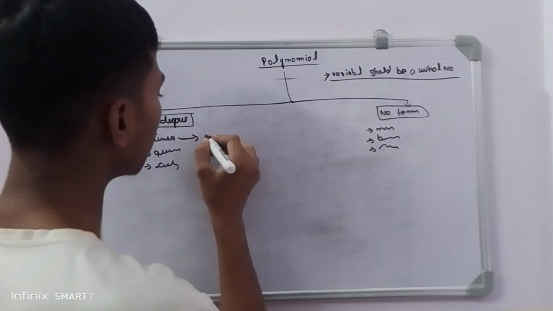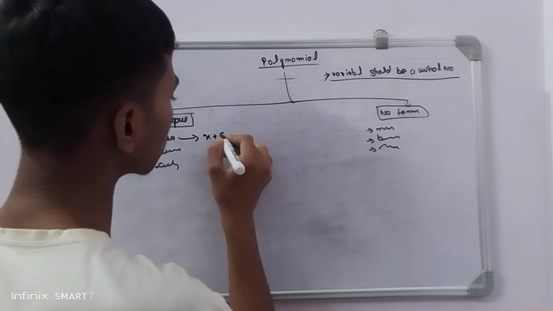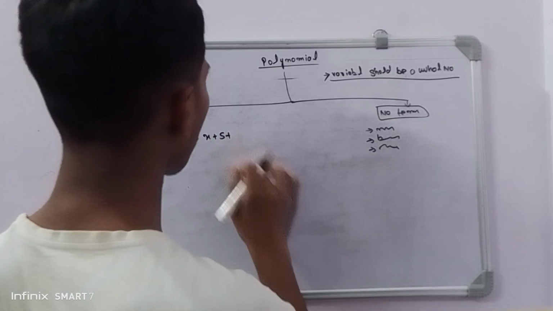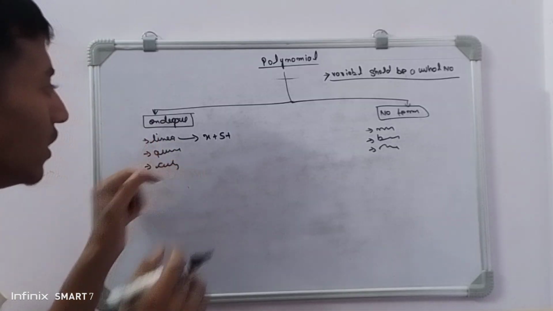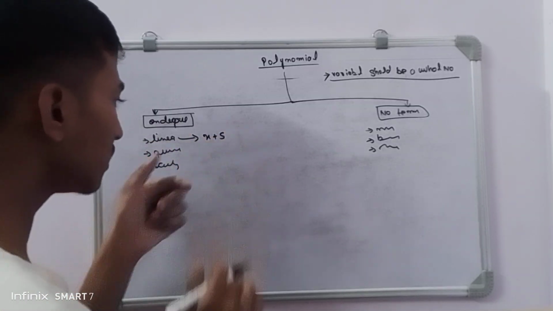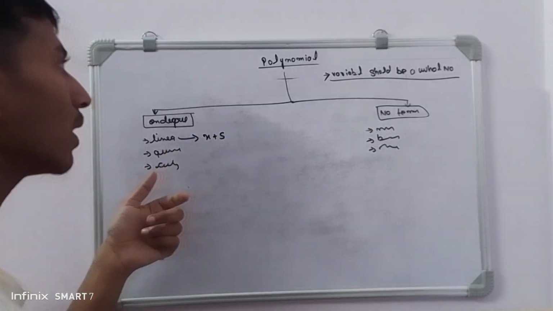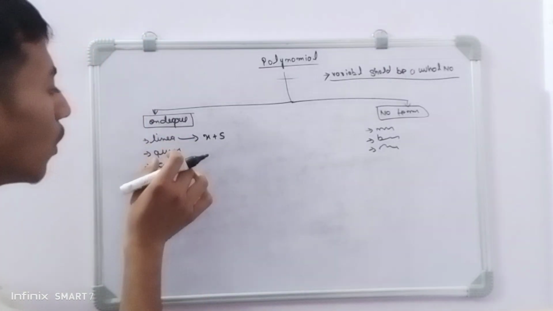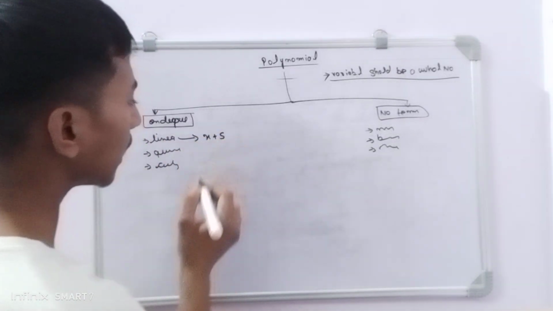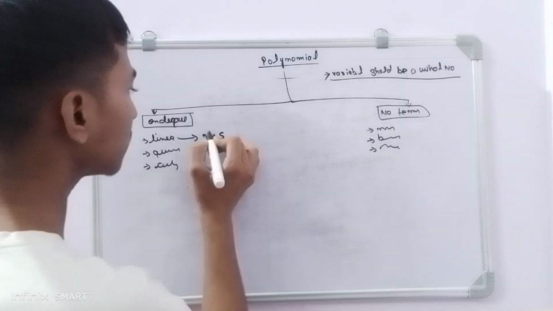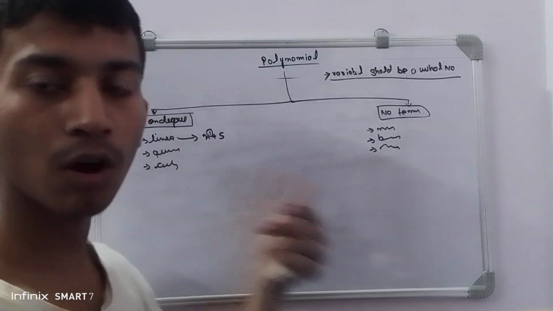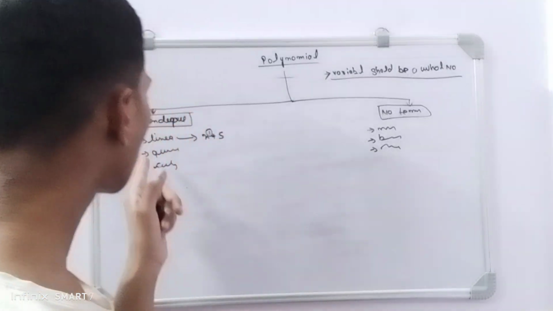Let's suppose we are given 2x plus 5 plus 3x plus 5. As we can see, is this a polynomial? So you will check the power of the variable, which is 1. That means it is a whole number, so it is a polynomial. But which type does it belong to? As you can see, the highest power of x is 1. So if the highest power of x or a variable is 1, then it is called linear.